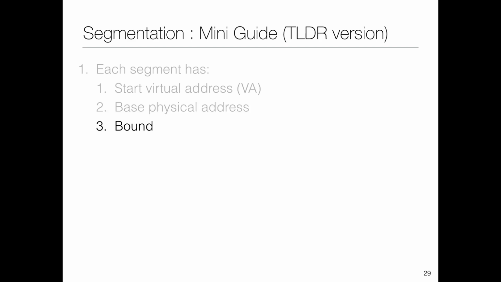What's the difference between segmentation and base and bounds in terms of each segment? The start virtual addresses. In base and bounds, we didn't have a start virtual address. In fact, we had, but by convention, we set it to 0. We could have also altered the base and bounds to equal the start virtual address, but it didn't make sense. So why do you think each segment has a different virtual address?